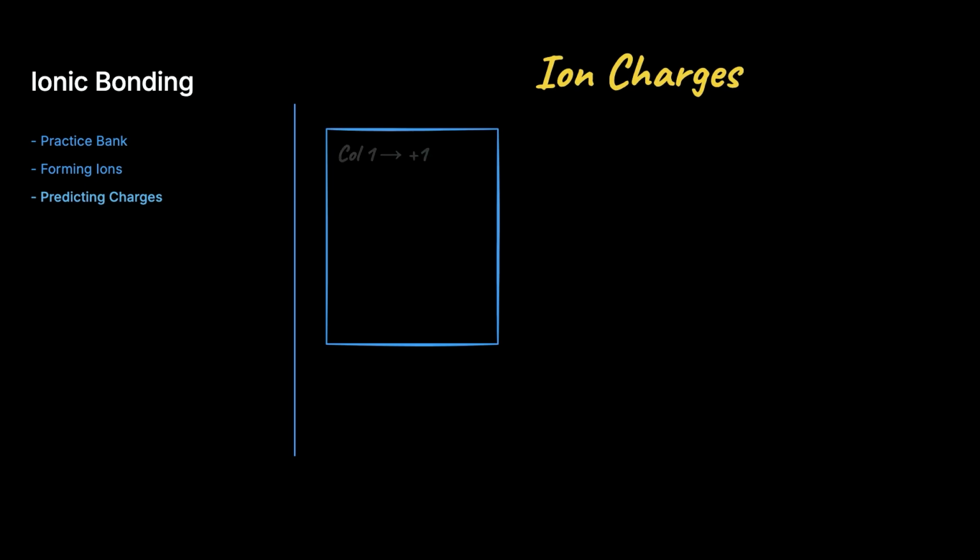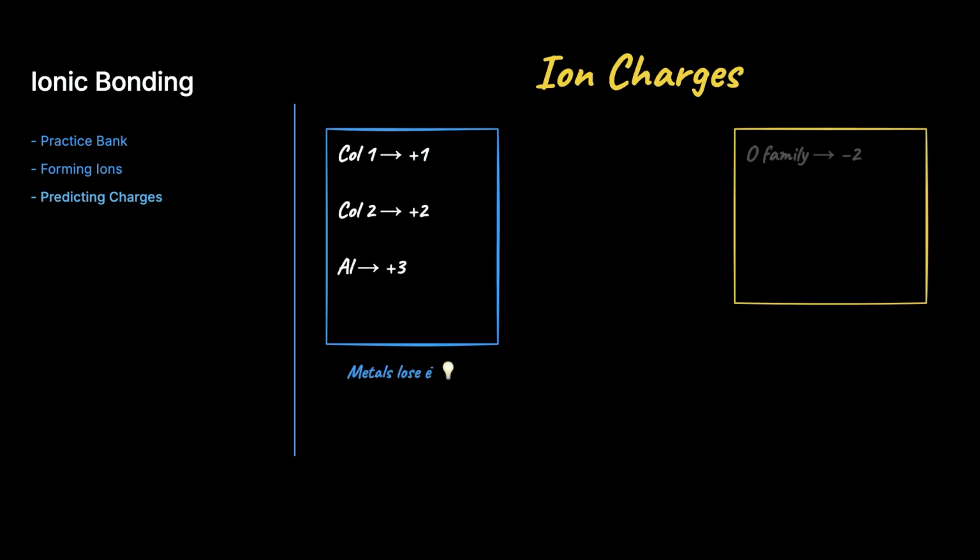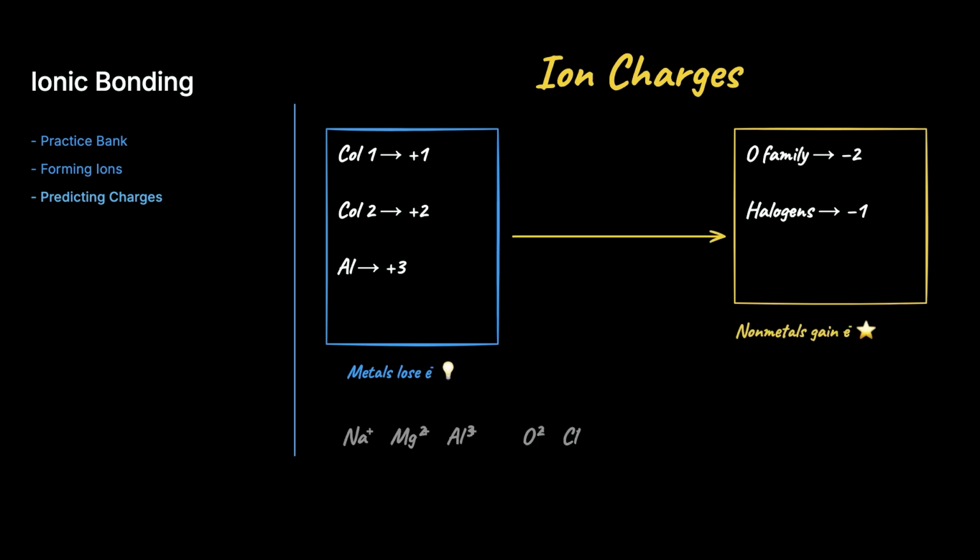Wonderfully, the periodic table predicts ion charges for you. Elements in the first column form a charge of positive 1. The second column forms positive 2. Aluminum forms positive 3. On the other side, the oxygen family gains 2 electrons for a negative 2, and the halogens gain 1 for a negative 1.